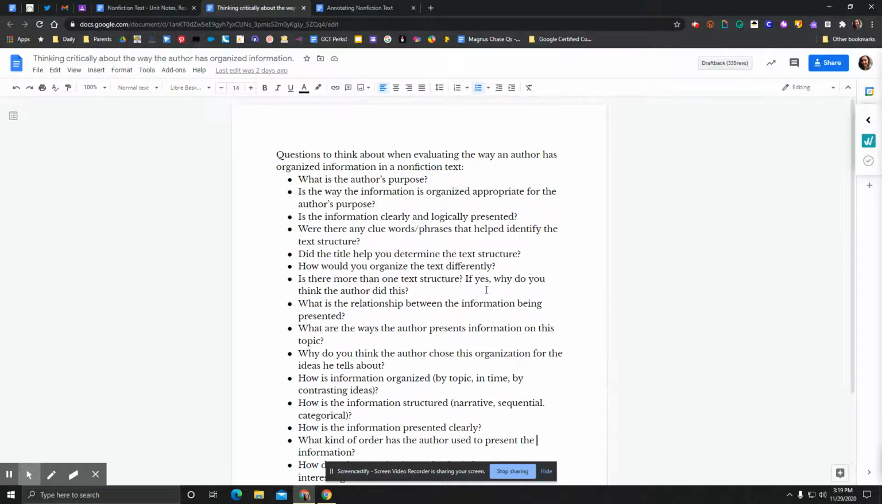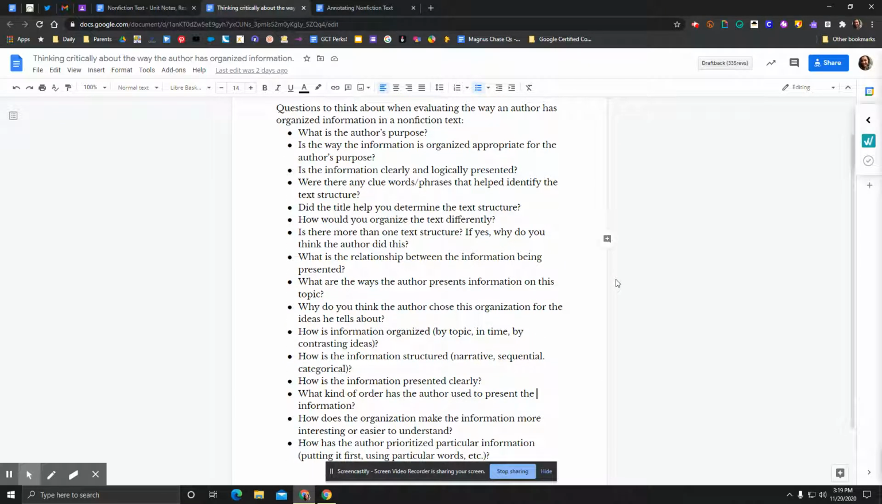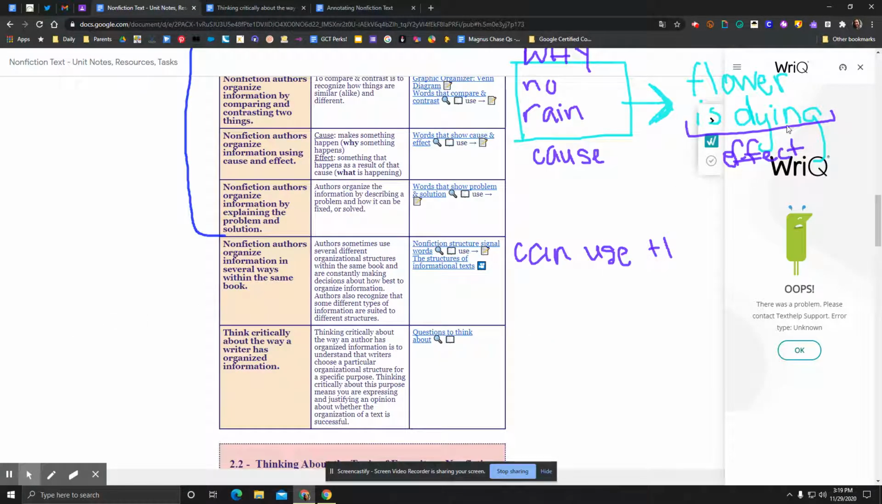So when we stop and think about the reason why an author has organized the text a certain way, we begin to better recognize the information and better comprehend the information that we are reading. So stopping and thinking critically about why did the author organize the information this way? And did it benefit me as a reader? Did I learn the information the author wanted me to learn? So stopping and thinking critically about that.